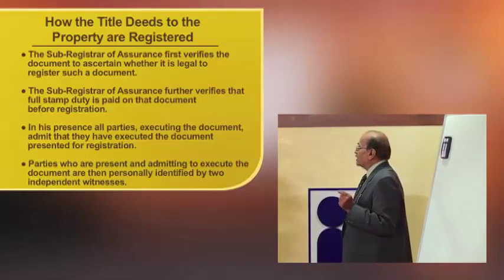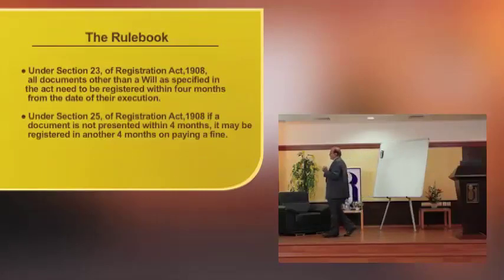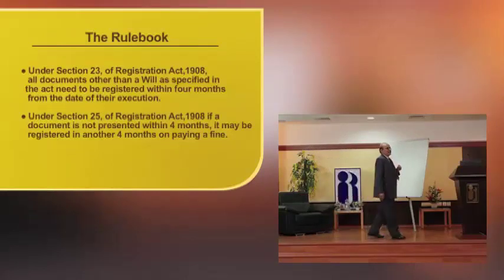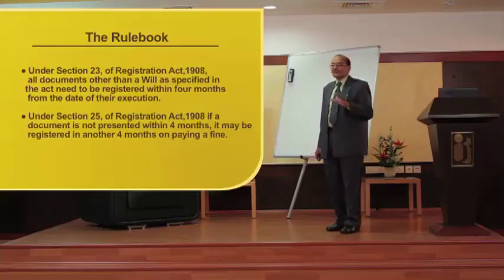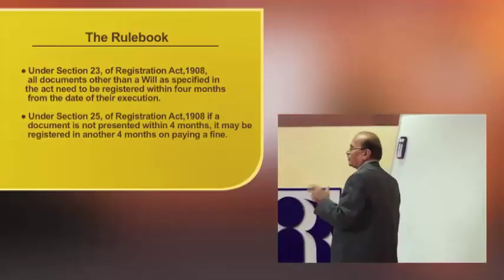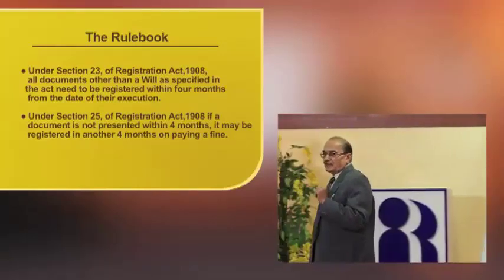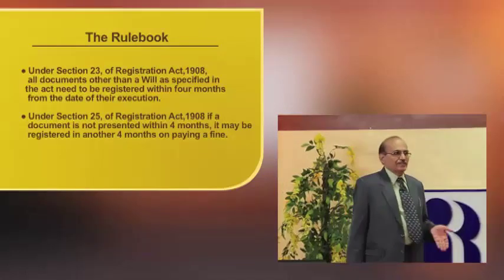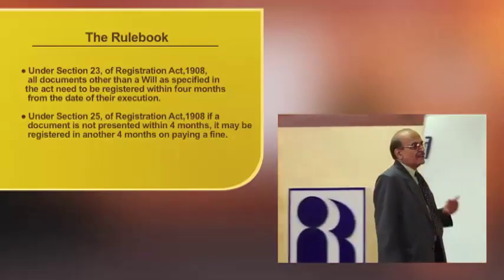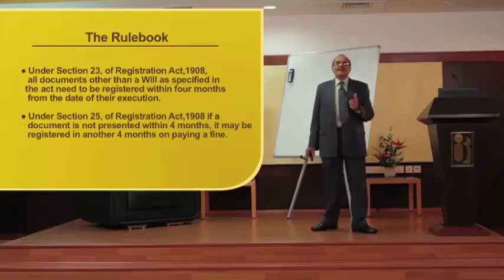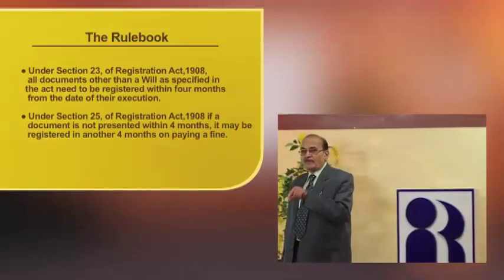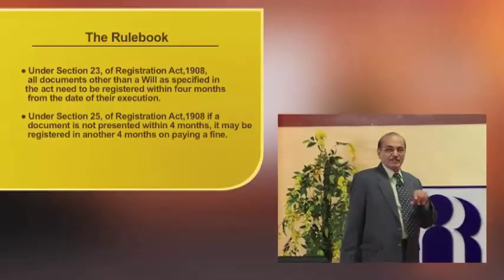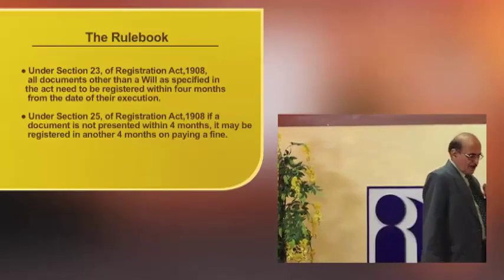Registration is also necessary according to the Registration Act. Under Section 23 of the Registration Act, all documents other than a will, as specified in the Act, need to be registered within a maximum period of 4 months from the date of execution. Suppose that you are not in a position to execute and register the documents within 4 months, what is the next alternative? Section 25 gives a leeway saying that you can take another 4 months, but you need to pay a fine for registration. So the documents can be registered thereafter.